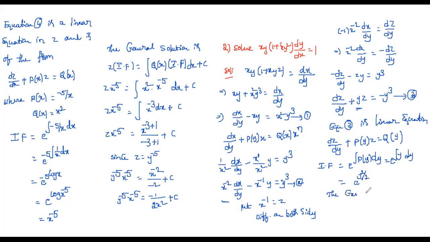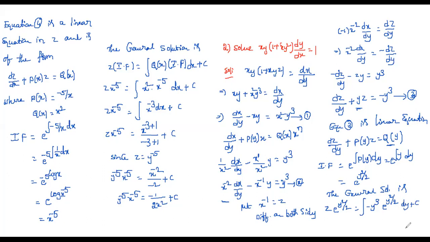The general solution is z into the integrating factor, e power y square by 2, is equal to integral Q of y, which is minus y cube, into e power y square by 2 dy plus constant.